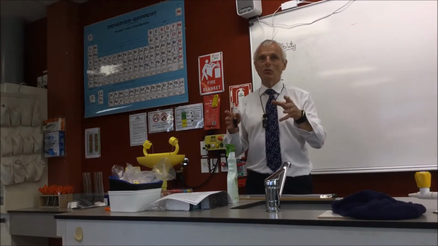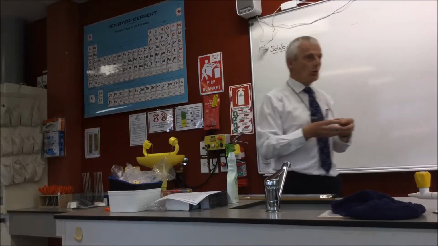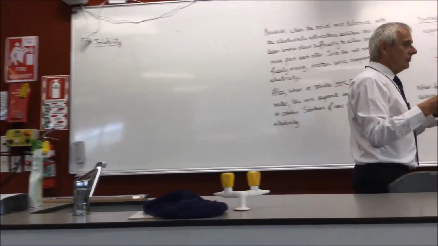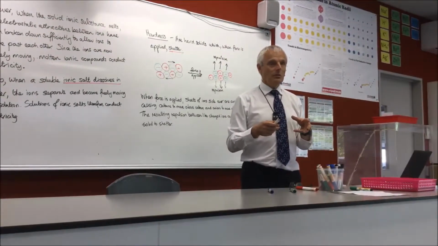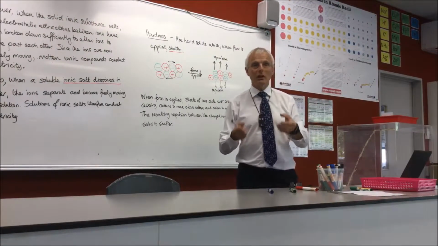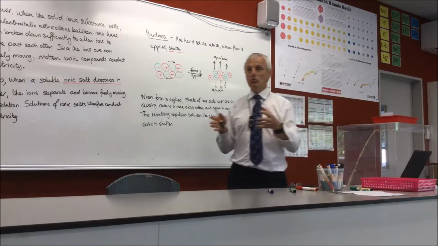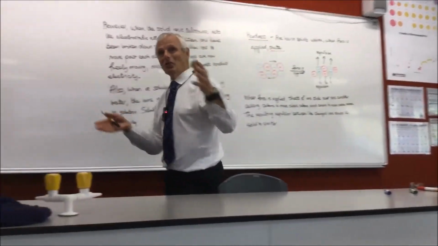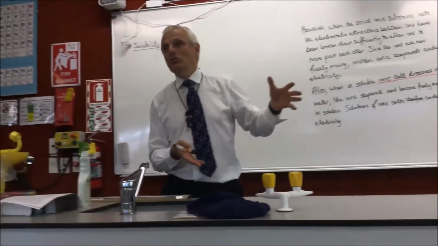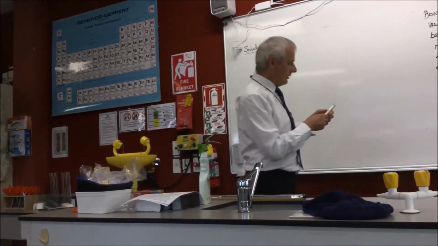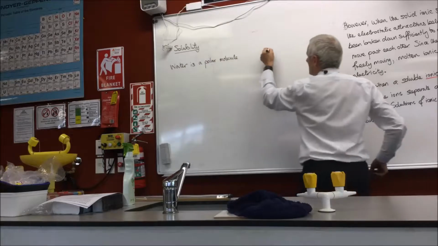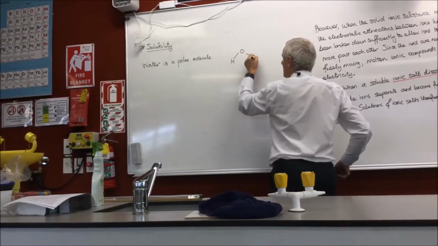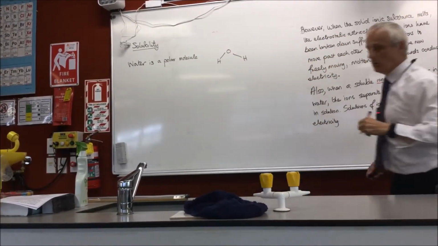Now, I'm not going to go into the reason why, but in water, the electron distribution is highly distorted, because we've got oxygen, which pulls electrons towards it very strongly, and hydrogen, which doesn't. So, electron density, if you like, is pulled towards oxygen. So if we look at water, we can represent it like that. H2O, we all know it's H2O.